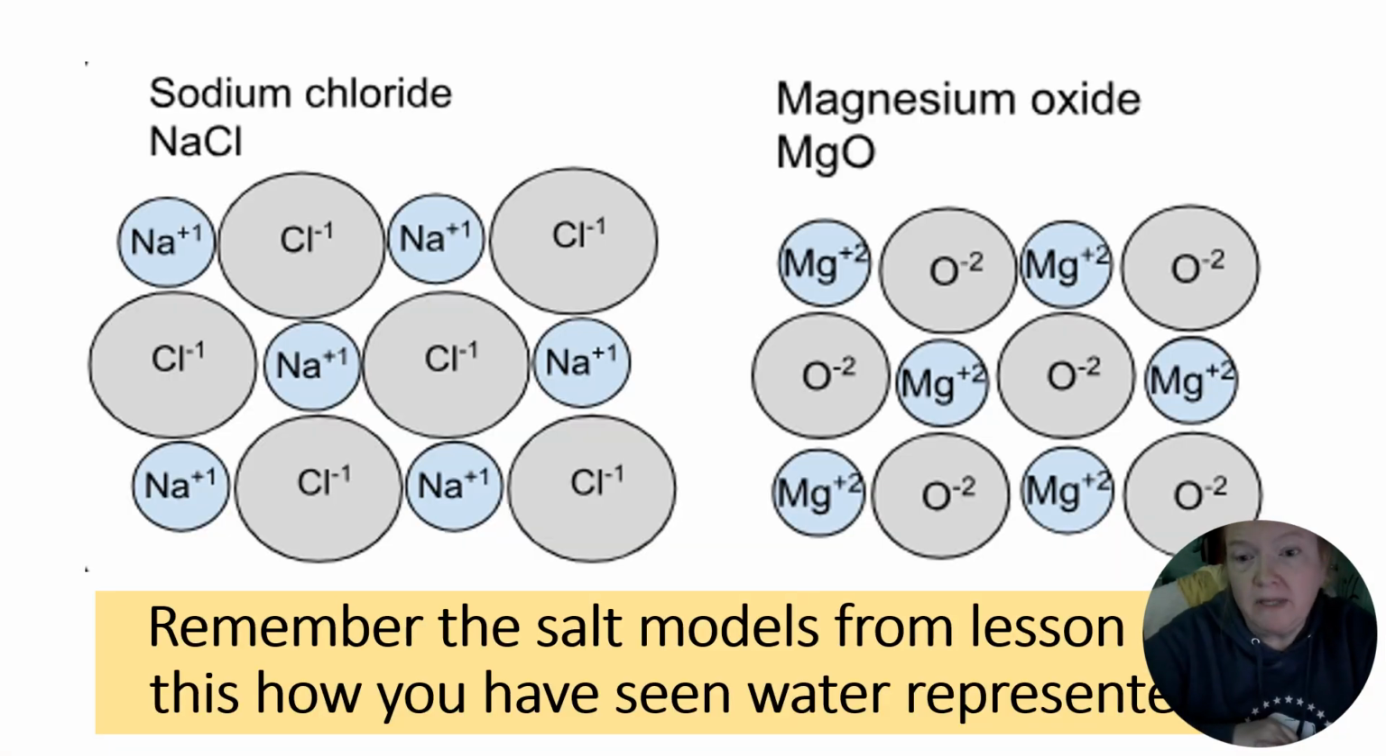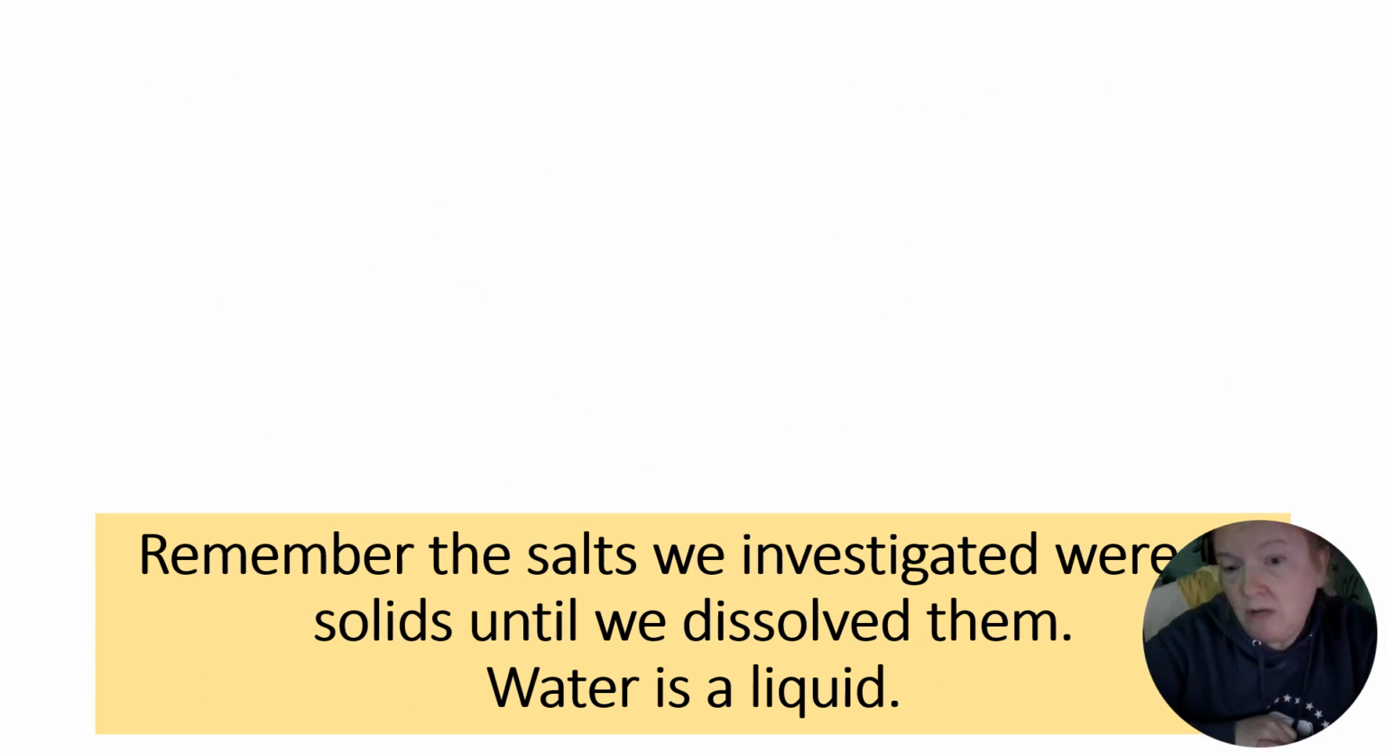So let's go through some of it. Remember these salt models that we worked on in a previous lesson, and look at how they are modeled with the negative ions and the positive ions. Is this how you have seen diagrams of water represented? Remember the salts that we investigated in lab, how they were solids at room temperature, and then we could dissolve them in liquid like water? And you know how water is a liquid at room temperature. Seems a little different.